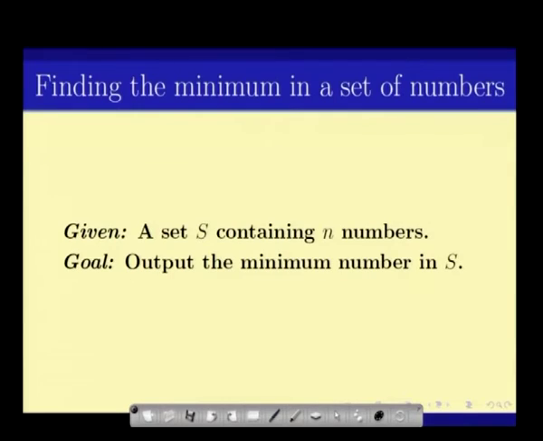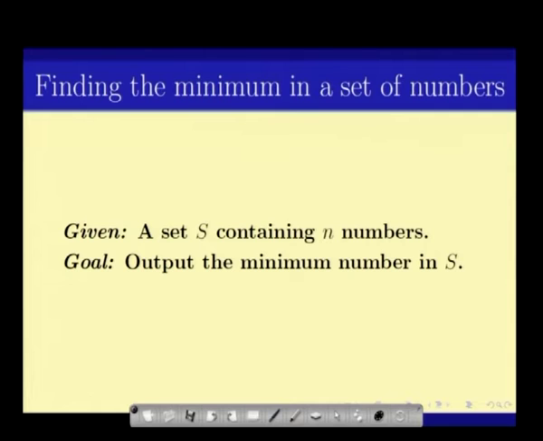So, this technique of divide and conquer can be applied to various other problems. In the next two lectures, we will be looking at very complicated algorithms which use the divide and conquer approach. So, in today's lecture, we will be doing some more basic problems. So, let us start with the simple problem of finding the minimum.